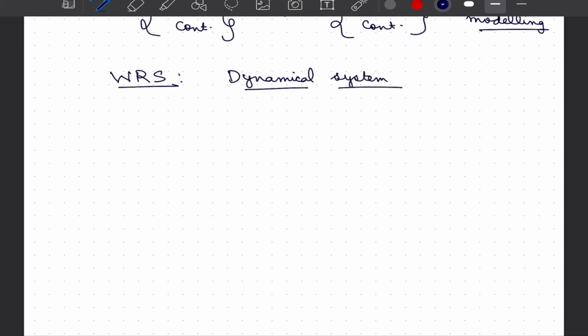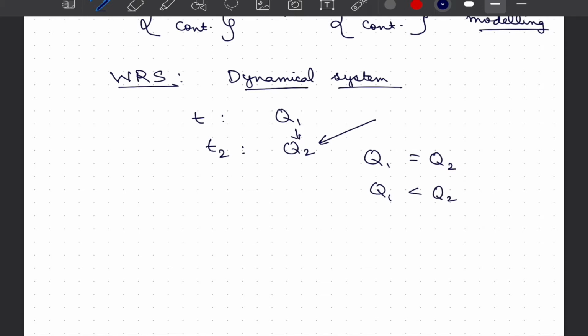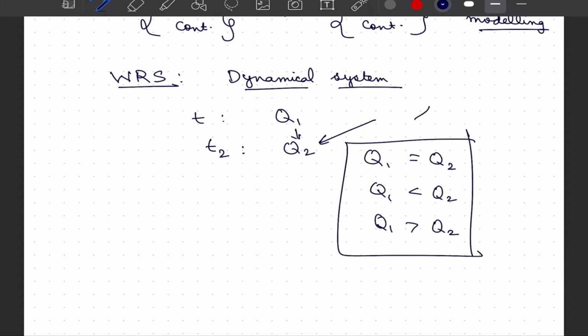Now, when we talk about these state changes, that would mean that at time t, we would have a different amount of resources that are available. As time passes, some of these resources would be consumed, and then we will have an updated state. Or it may happen that some more resources are added to this Q2. So we can have Q1 equal to Q2, Q1 less than Q2, or Q1 greater than Q2, and all these statuses define what the state of our system is.